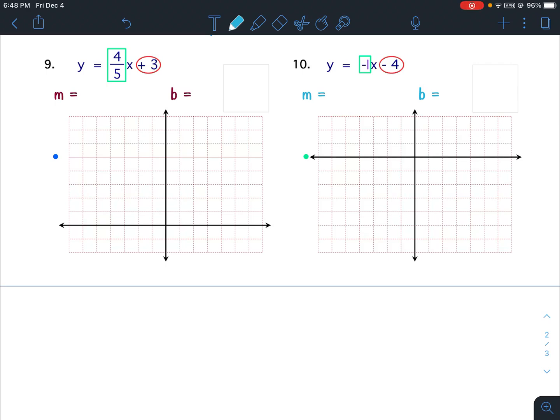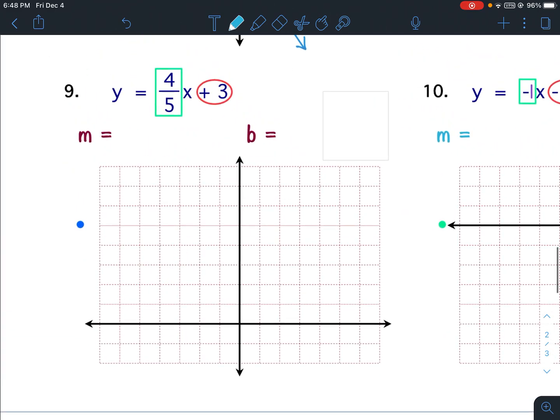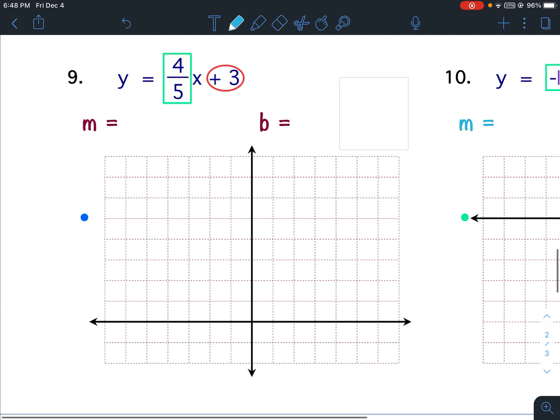Graphing linear equations, worksheet number 1, questions 9 and 10. Starting with number 9. The equation is y equals 4/5 x plus 3. Remember, it's in slope-intercept form. Y equals mx plus b. M is the coefficient of x. Your y-intercept is after x.